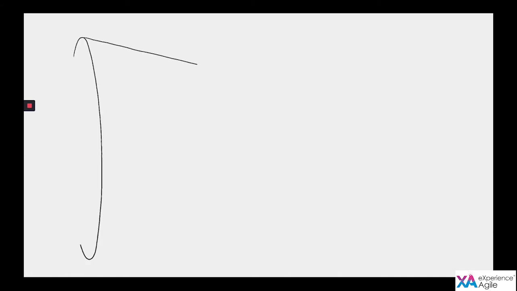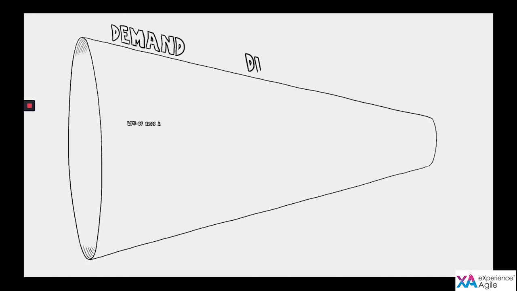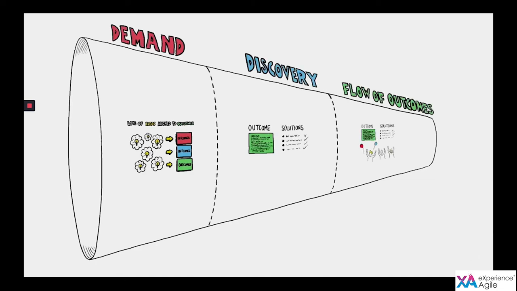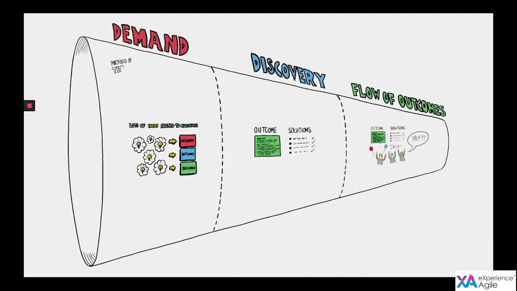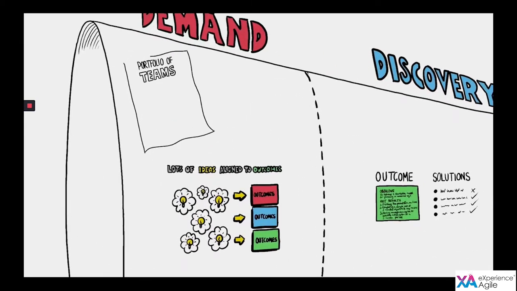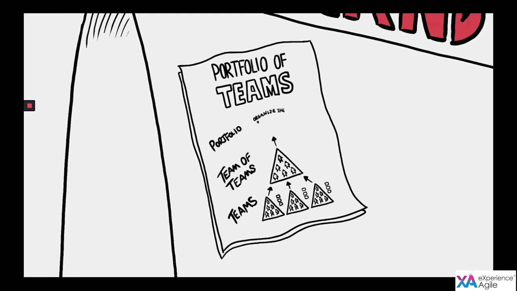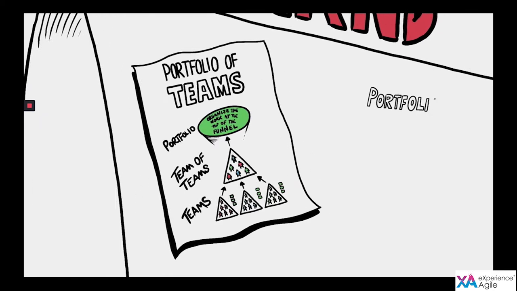How could we redraw this? Again, let's look at demand, discovery, and then let's flow outcomes. So this funnel looks a little bit different in that at the beginning, I want to create portfolio teams. This is a missing gap that we have today. We built teams and we built teams of teams, but we have not yet structured portfolio management teams that could really organize the work at the very top of the funnel.